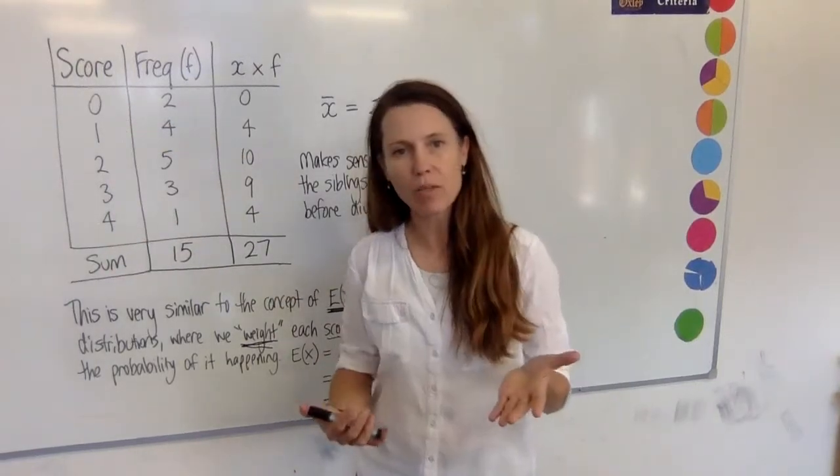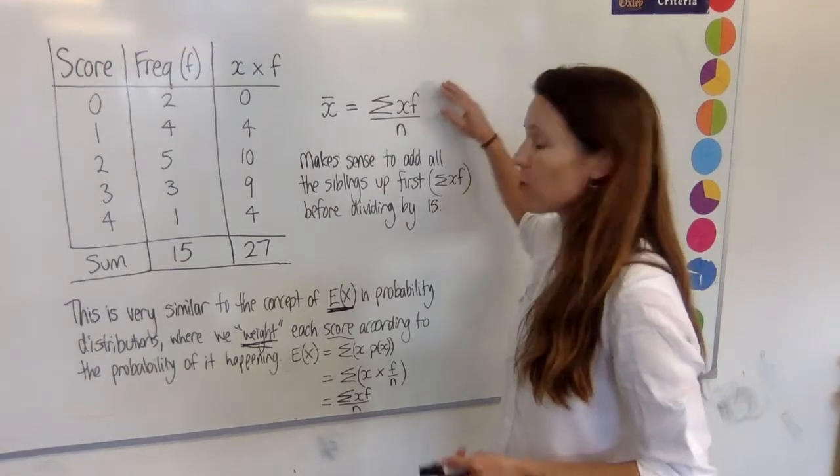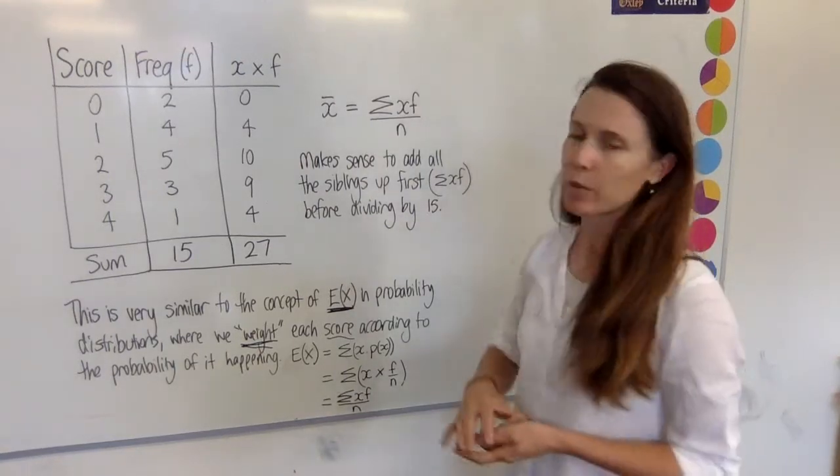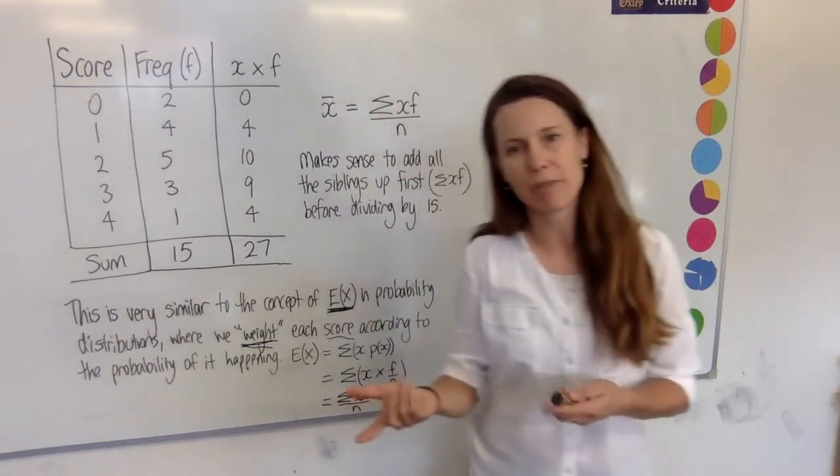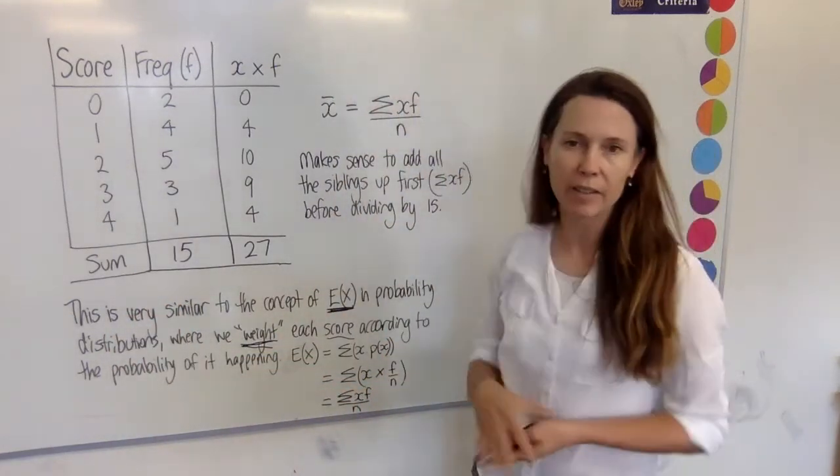But if we had continuous data, we could do the exact same thing here and use the same formula. And the difference is we would use the class center as our score each time, which would lose a little bit of the detail, but it would still allow us to make our calculation nice and easily.